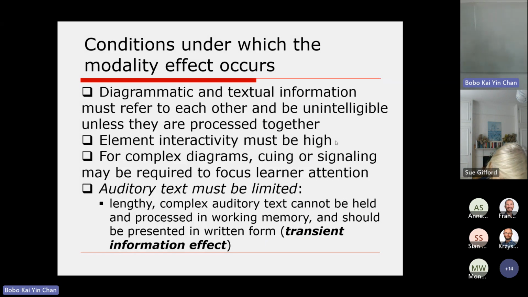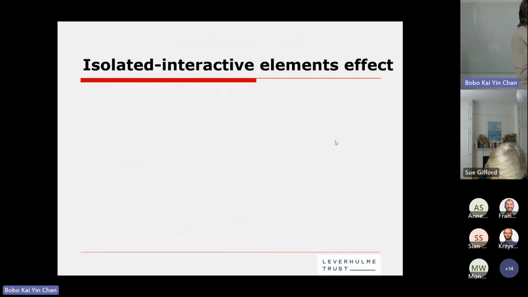If you present a long piece of auditory text in spoken form, that could cause working memory overload because of that transiency, and the students could lose track of what you were talking about and fail to make sense of it. So in auditory presentations, the explanation is better to be short, brief, not too long. If you necessarily need it to be long, then it should probably be presented as on-screen text, even though that contradicts the modality effect. But we will talk about that another time.